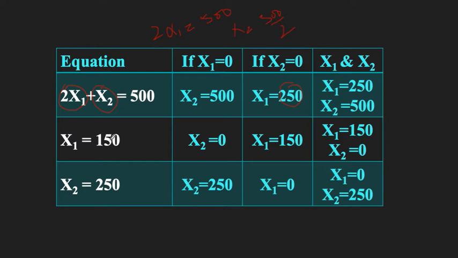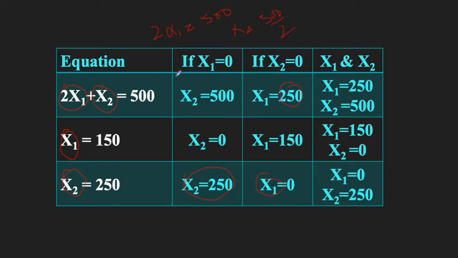Now we have here this equation second, x1 is equal to 150, and here we have x2 itself as 0, right? X2 itself is 0, and we have directly x1 value here as 150. So we have x1 150 and x2 is 0, and here we are directly given as x2 value. X2 value is directly 250 and x1 value will be 0, and hence we have here x1 is equal to 0 and x2 is equal to 250.